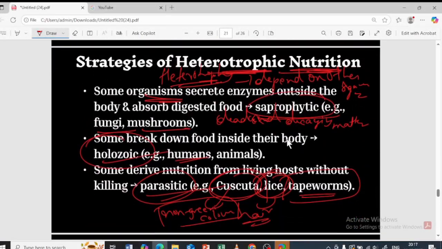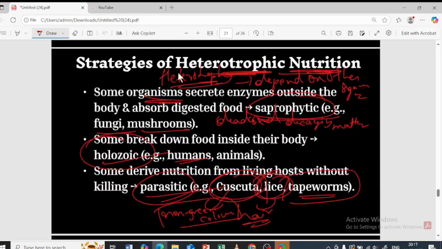Yes, then about heterotrophic nutrition, in the sense the animals and other organisms which depend on other organisms for their food. There are several types of heterotrophic nutrition. Saprophytic nutrition in the sense some of the organisms will digest the food outside, then they will engulf the food.